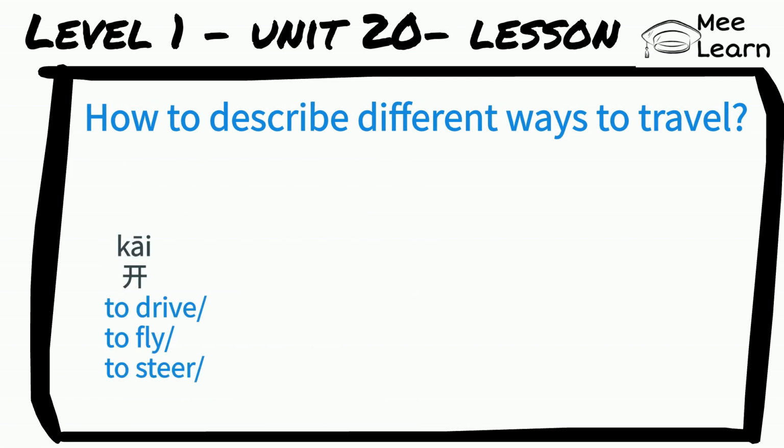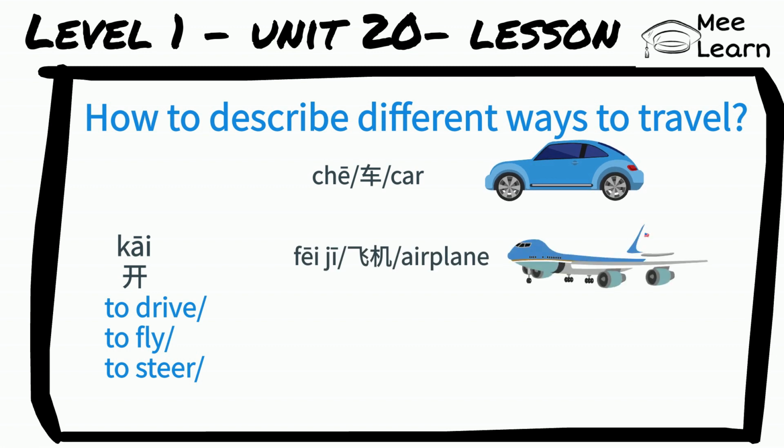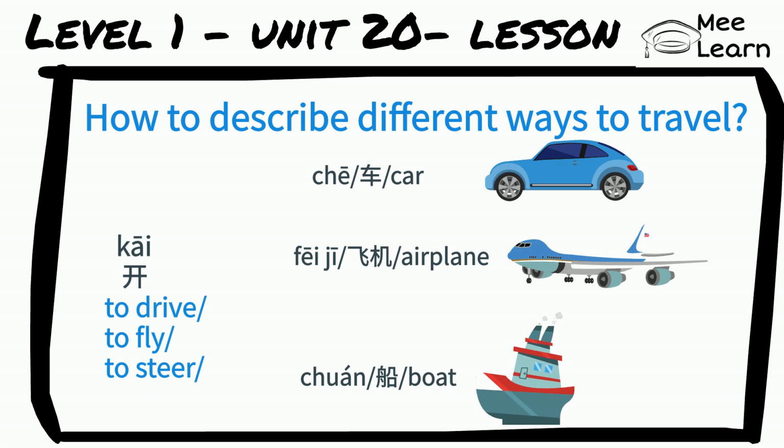开 to drive or to fly, to steer. For example, 开车 to drive a car. 开飞机 to fly an airplane. 开船 to steer a boat.